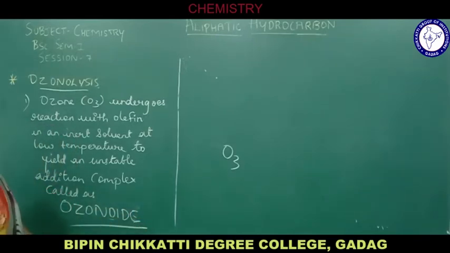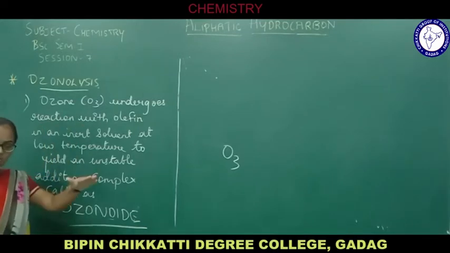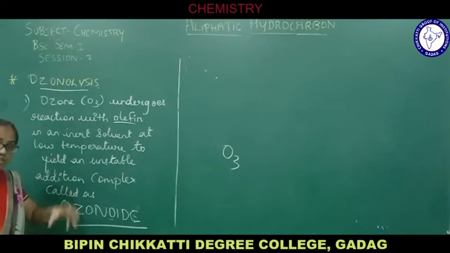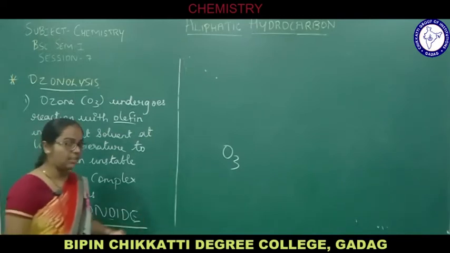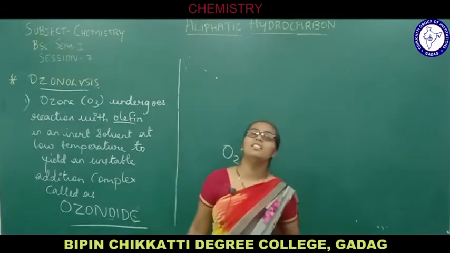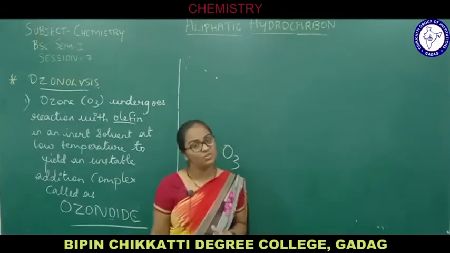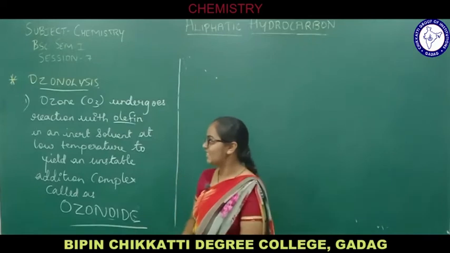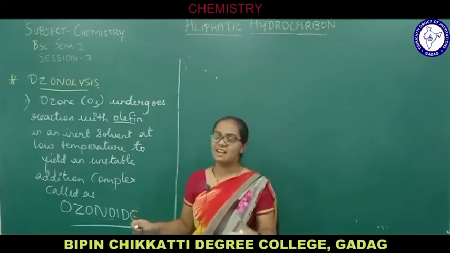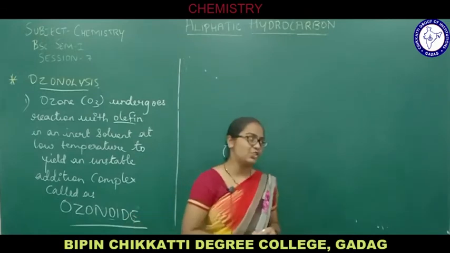Okay, so here what is happening is that ozone will undergo reaction with olefin in presence of an inert solvent at low temperature to yield an unstable complex called an ozonide. Okay, so here certain big words are there. They are very simple, but let's understand by taking a reaction.